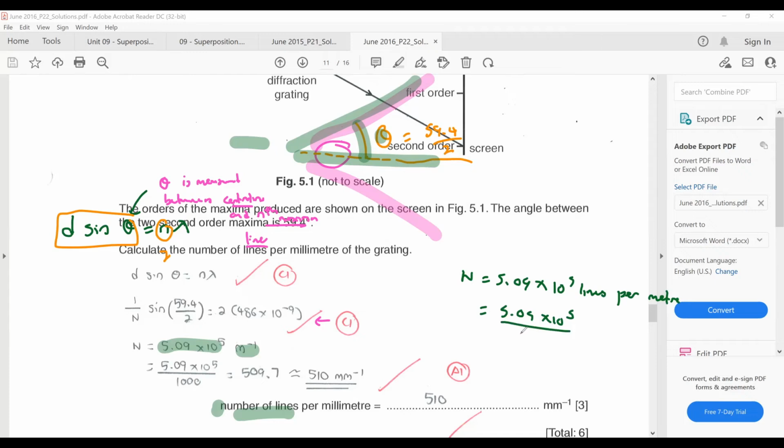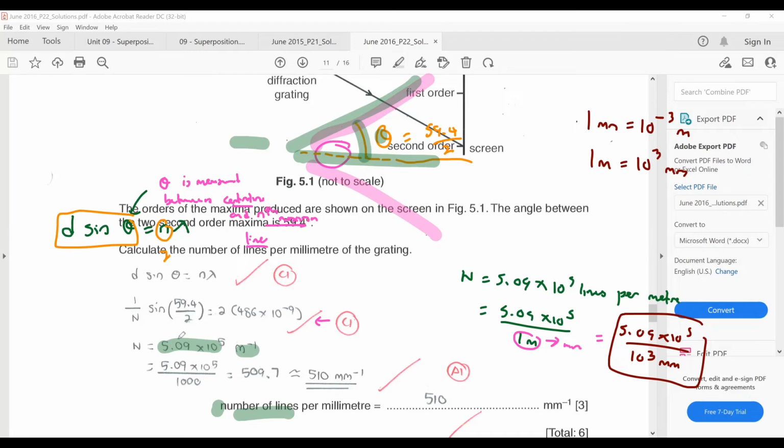5.09 times 10 power 5 over 1 meter. This one you want to change to millimeter. So it is going to be 5.09 times 10 power 5, 10 power 3 meter. Sorry, millimeter. 1 millimeter is 10 power negative 3 meter, right? So 1 meter is in turn 10 power 3 millimeter. Okay, that's why you have this.